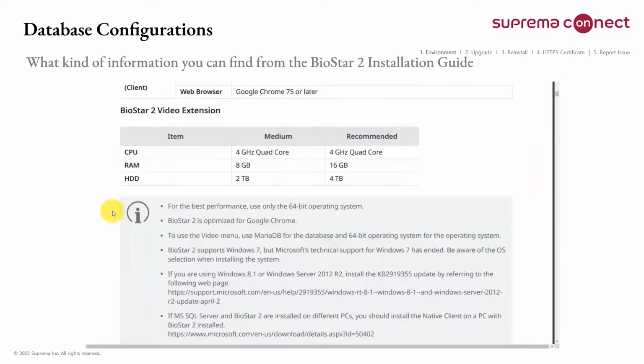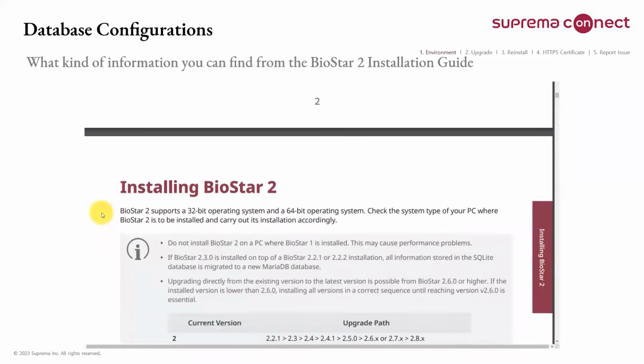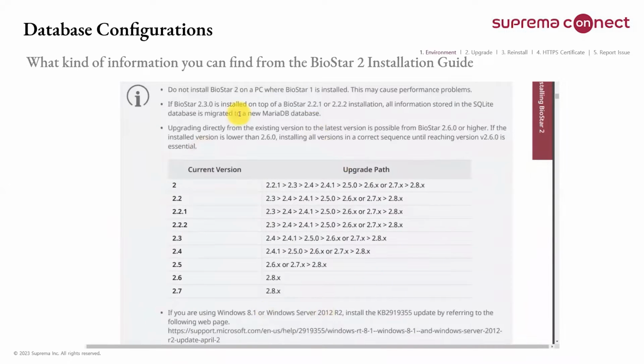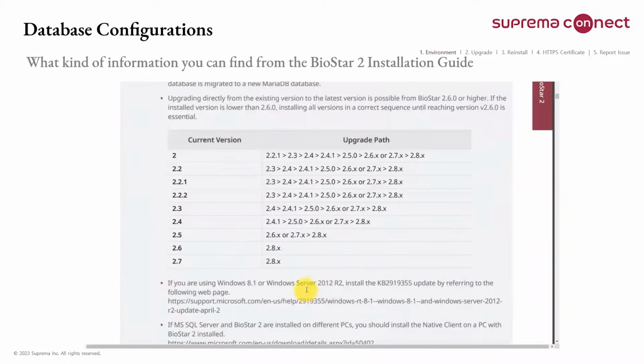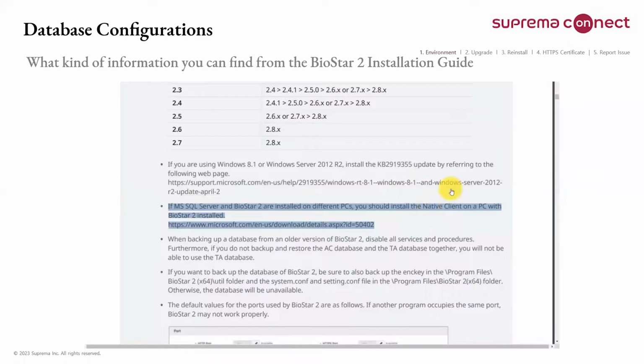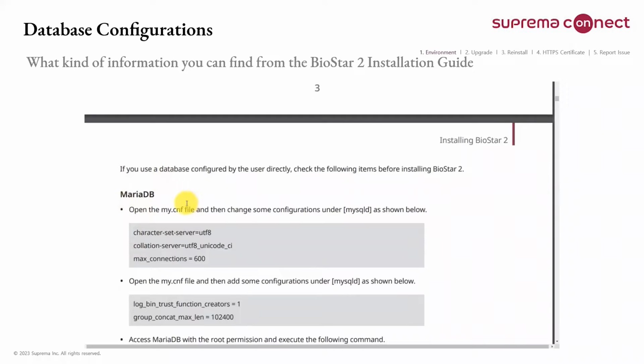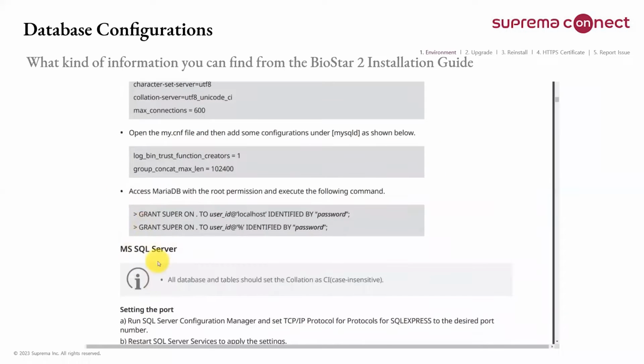As you can see on the screen, there is a system requirement description, the installing method and installing path, and also the upgrading path. Also, if you're using MS SQL Server and the BioStar 2 server on separate PCs, please install the native client on the PC where BioStar 2 is installed. The MariaDB part description is for the users who install MariaDB as a custom installation.